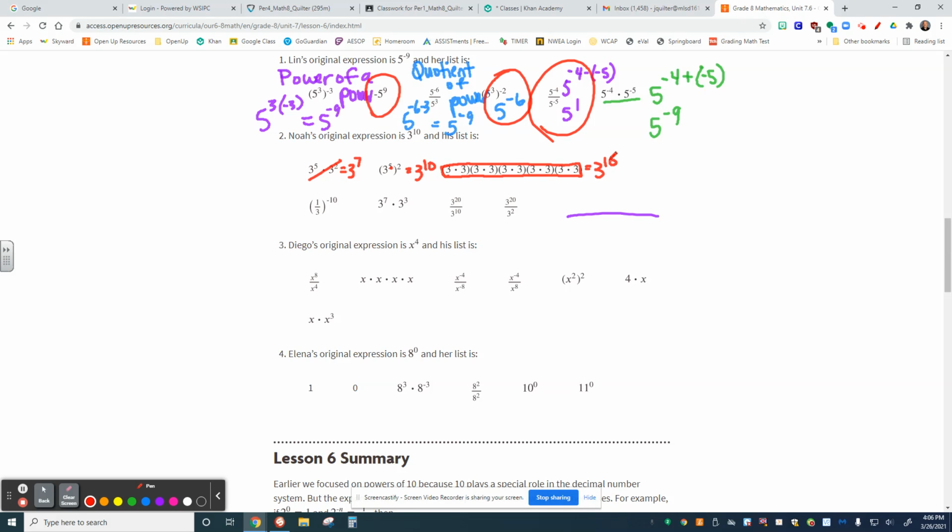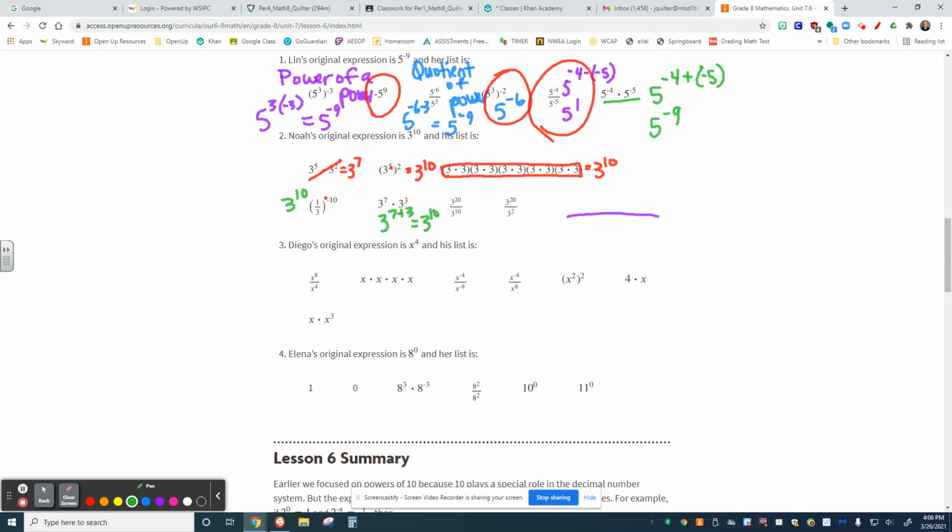1/3 raised to the negative 10th power. Again, remember what we said about the negative exponent. If we see a reciprocal or we see a negative exponent, we need to think reciprocal first, which would make this 3 raised to the positive 10th power. This one is good. The next one, we see 3 to the 7th times 3 to the 3rd. That makes 3 to the 7th plus the 3rd, which is 3 to the 10th.